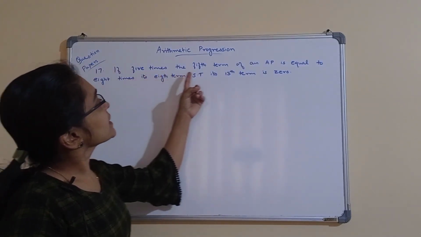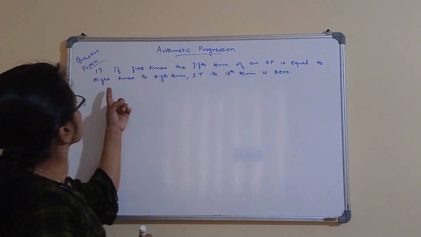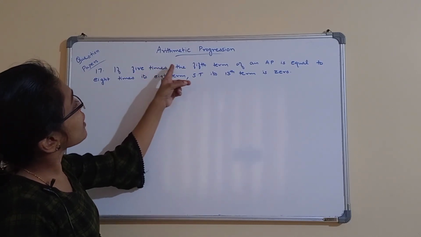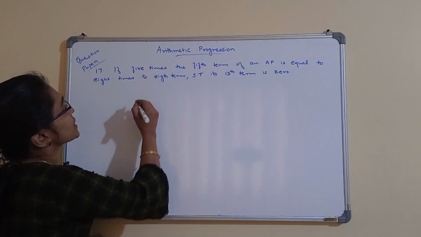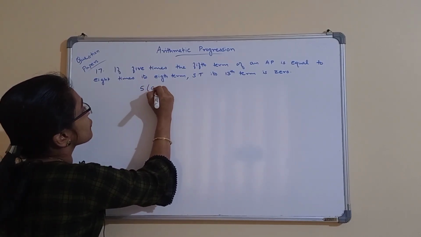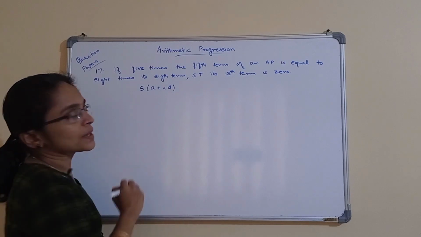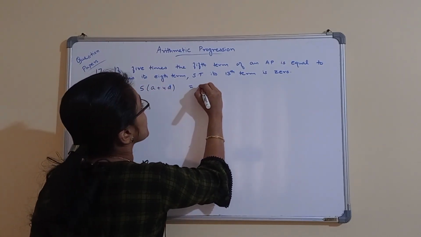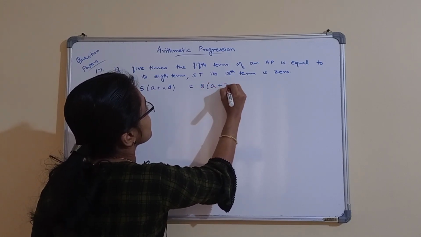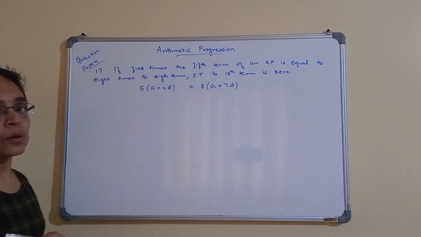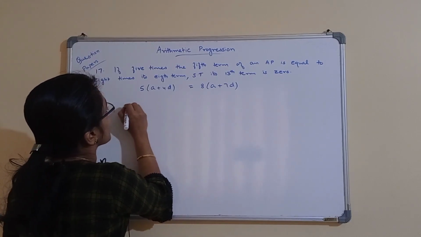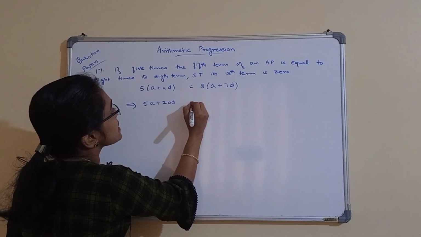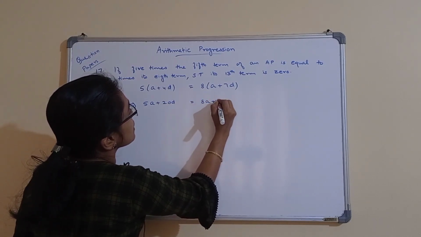17th question. If 5 times the 5th term of an AP is equal to 8 times its 8th term, show that its 13th term is 0. 5 times the 5th term, what does that mean? That is 5 times (a plus 4d) is equal to 8 times its 8th term. 8 times (a plus 7d). Okay. And this implies 5a plus 20d is equal to 8a plus 7 8s are 56d.